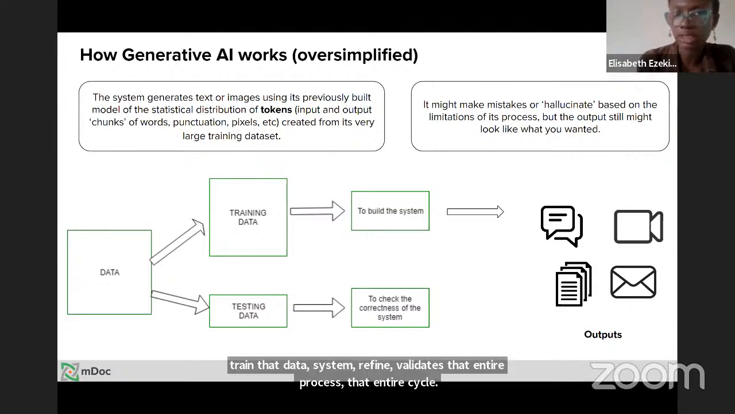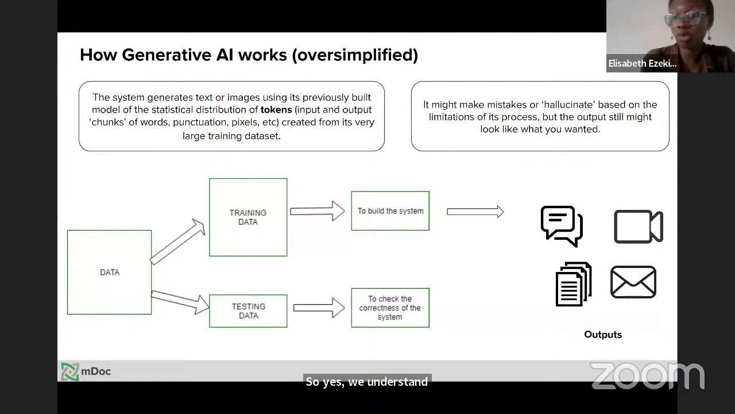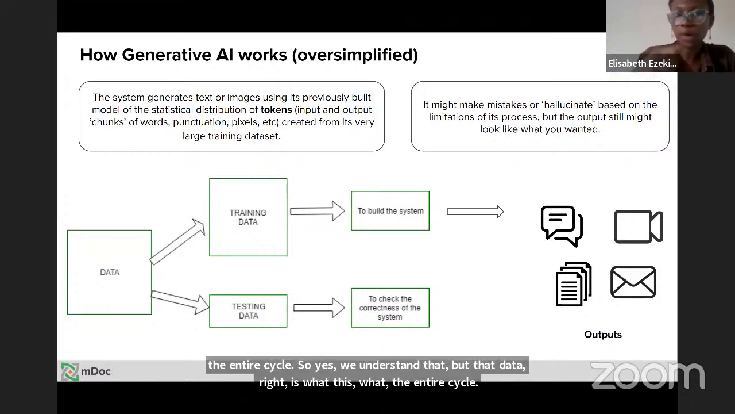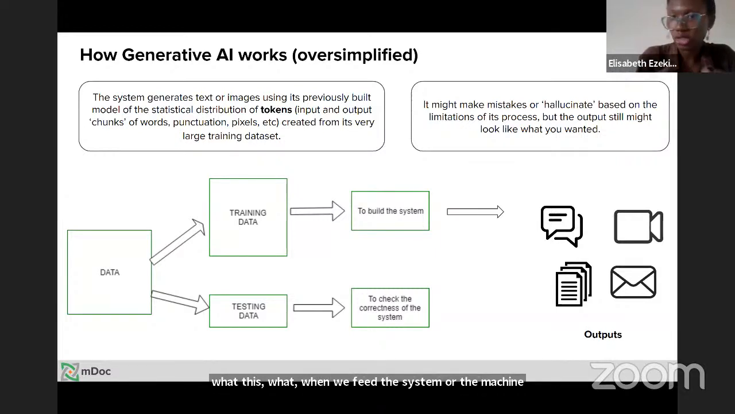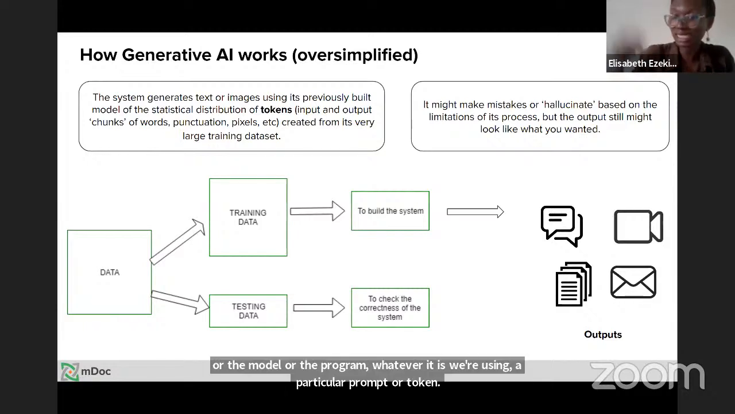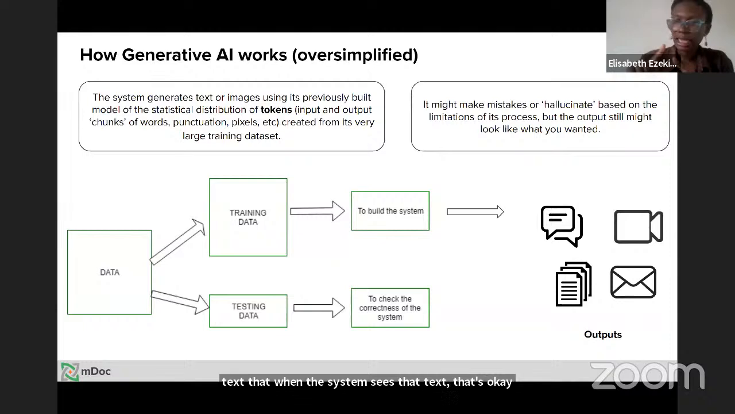So yes, we understand that, but that data is what we feed the system, or the machine, or the model, or the program, whatever we're using, as a particular prompt or token. Tokens are like snippets of a particular text, so that when the system sees that token, it's able to identify the next likely word that would follow it. So these tokens are our inputs, garbage in, garbage out. They're snippets of text, of words, of punctuation, even pixels that the system can recognize and understand, and then it's able to generate the next likely words that will follow from the large training data set it has been exposed to.